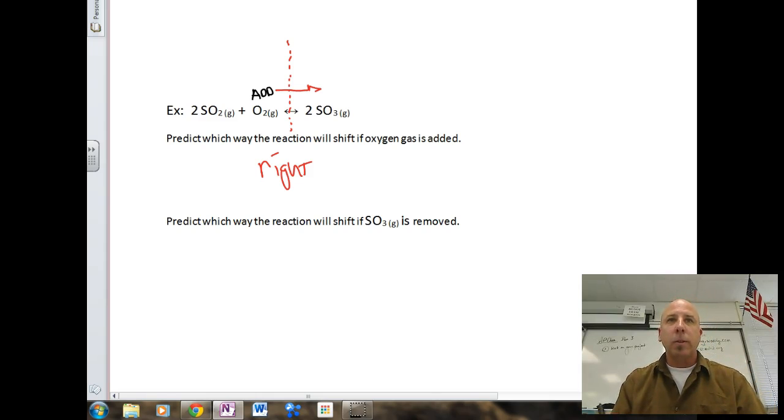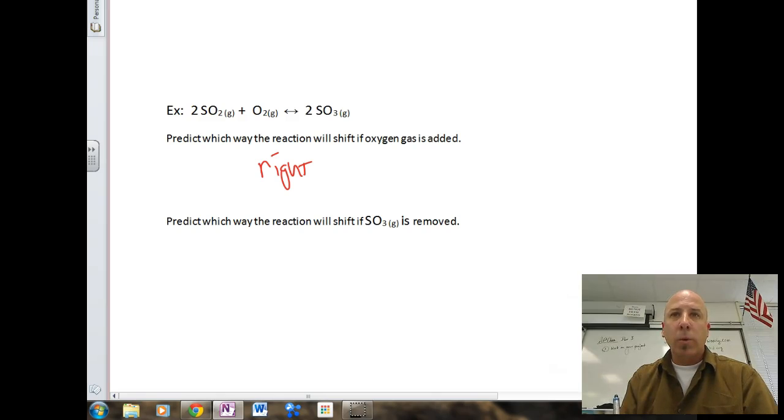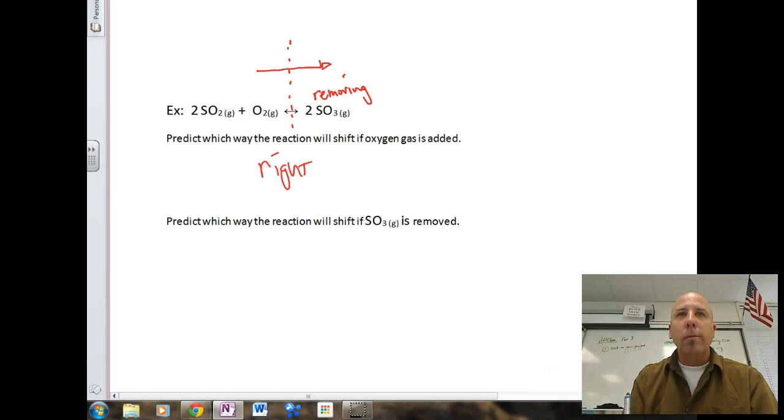And let's erase this off here, and we'll look at our second example. It says predict which way the reaction will shift if SO3 is removed. So we're removing SO3. Dividing line is our double arrow again. So remember, anytime you remove something, it shifts towards it. So it's also going to shift to the right in this case. Hopefully you got both of those right.